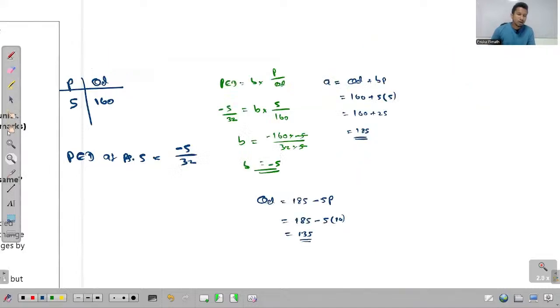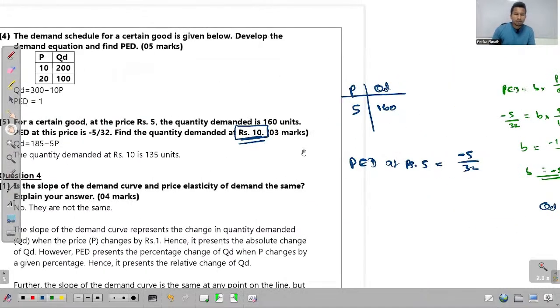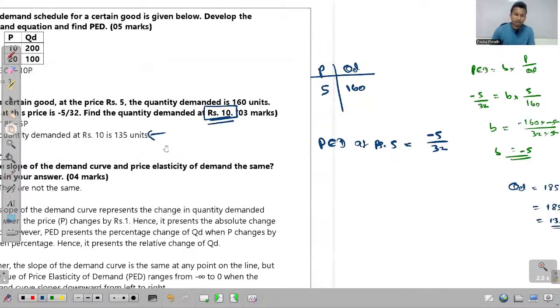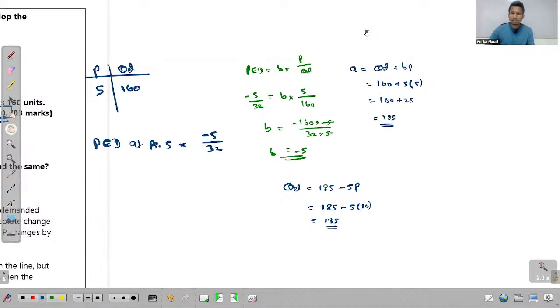So that's how I got this 135, right? So if you need, you can write down this one. Okay, now we will move to the next one.